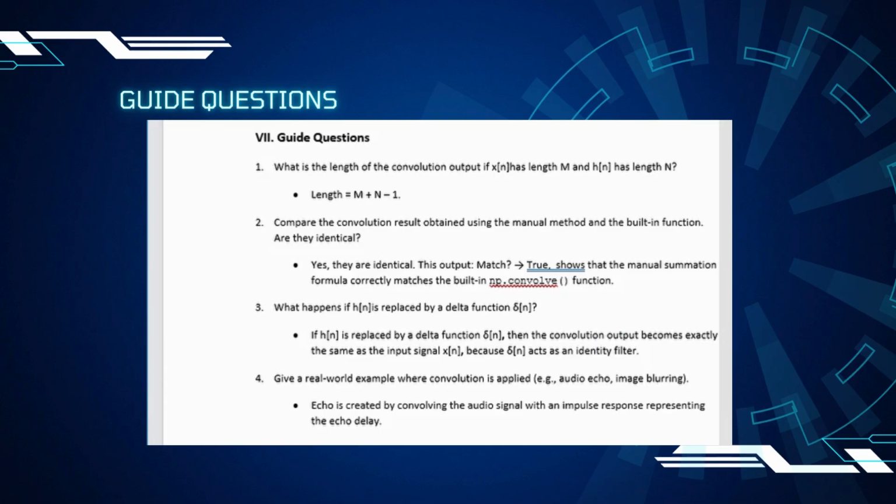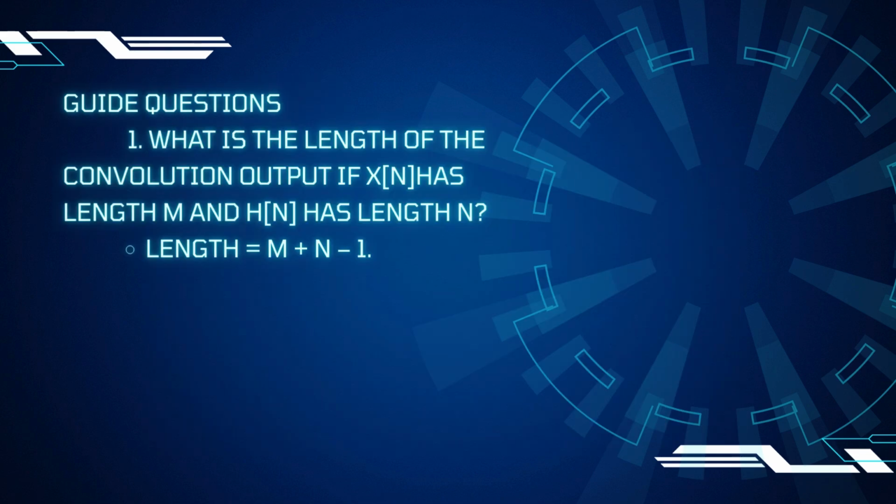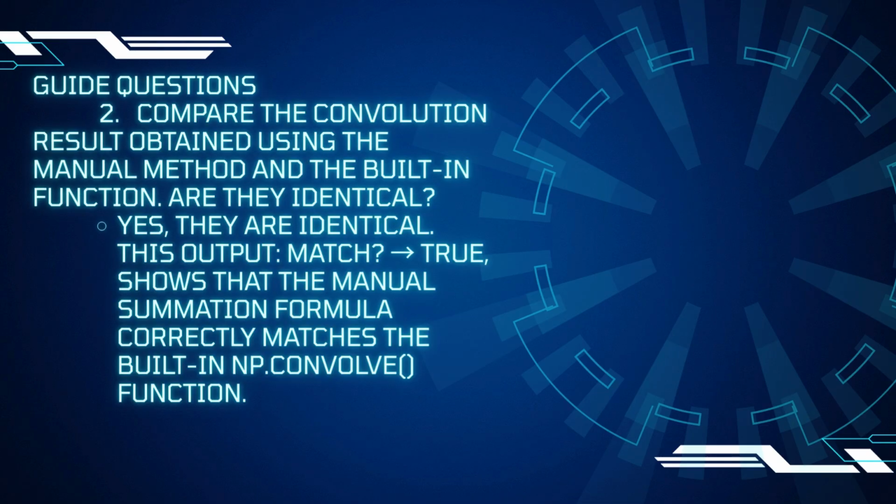In real-world applications, convolution is used to create audio echoes, image blurring, and digital filters. For example, an echo effect is created by convolving an audio signal with an impulse response that represents the delay and the decay of the echo.